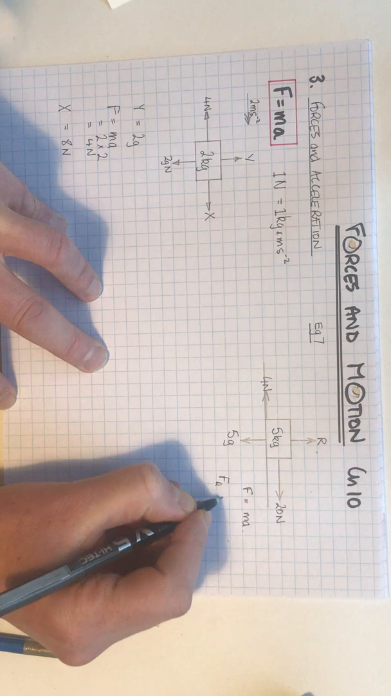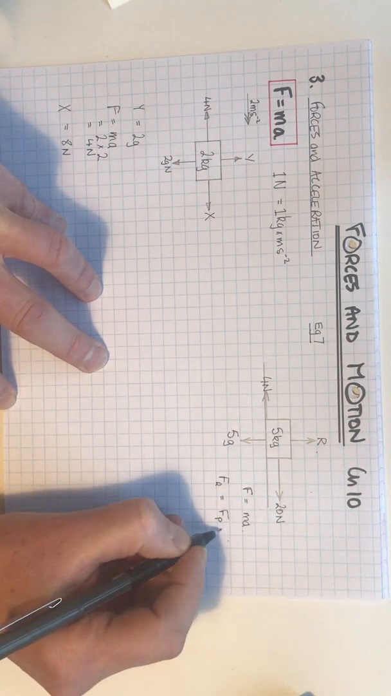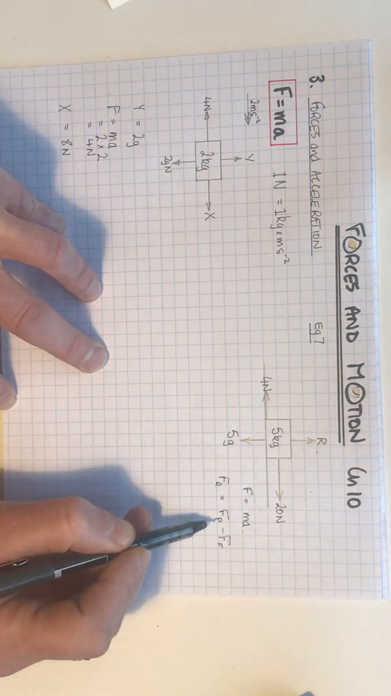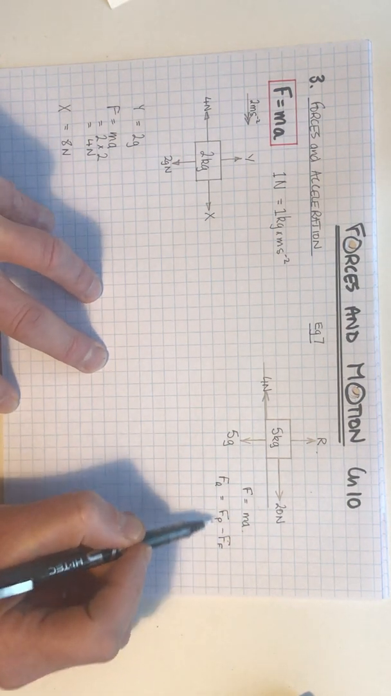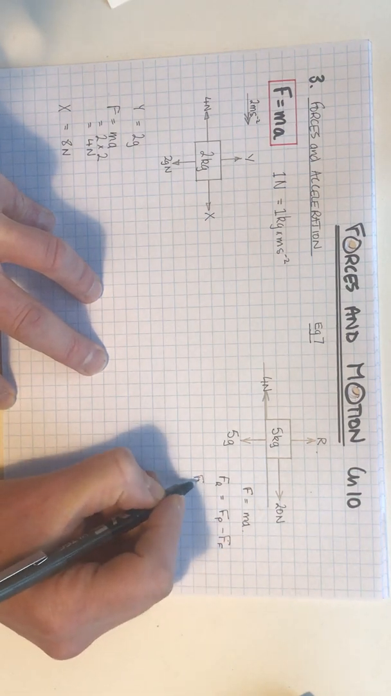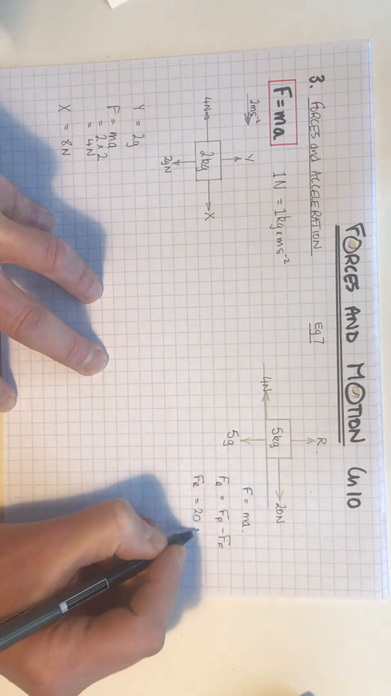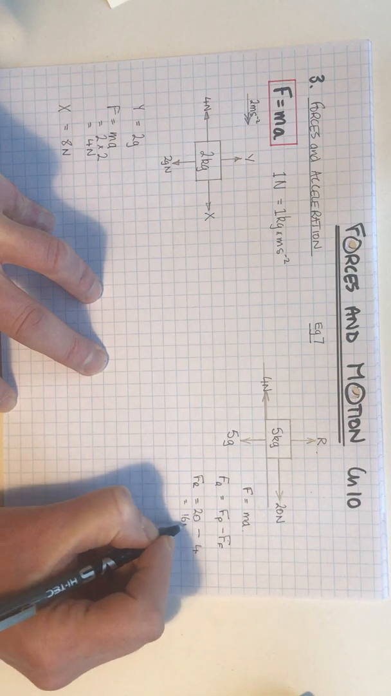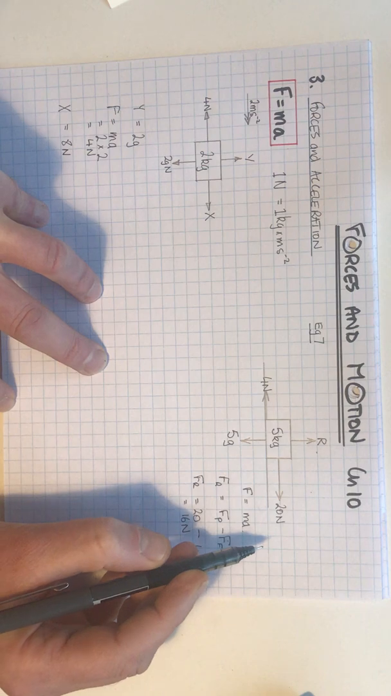The resultant force is the pulling force, take away the frictional force. You'll often see forces written like this with little suffixes here. This is the resultant force, this is the pulling force, this is the frictional force. So the resultant force is 20 newtons that way, take away the frictional force. So we actually have 16 newtons pulling this object to the right.